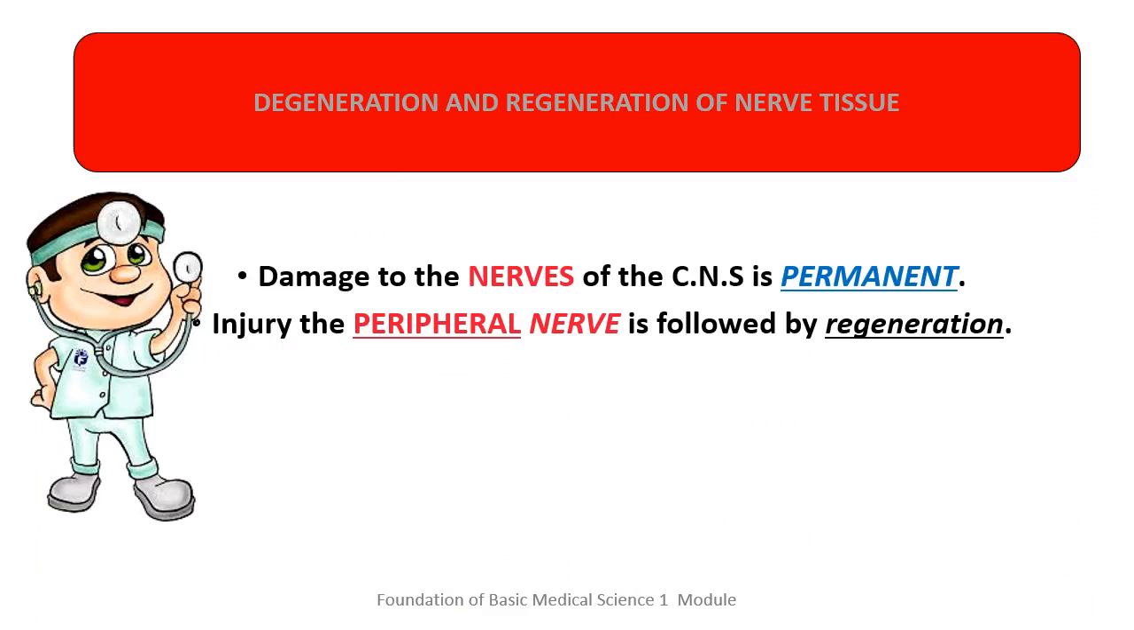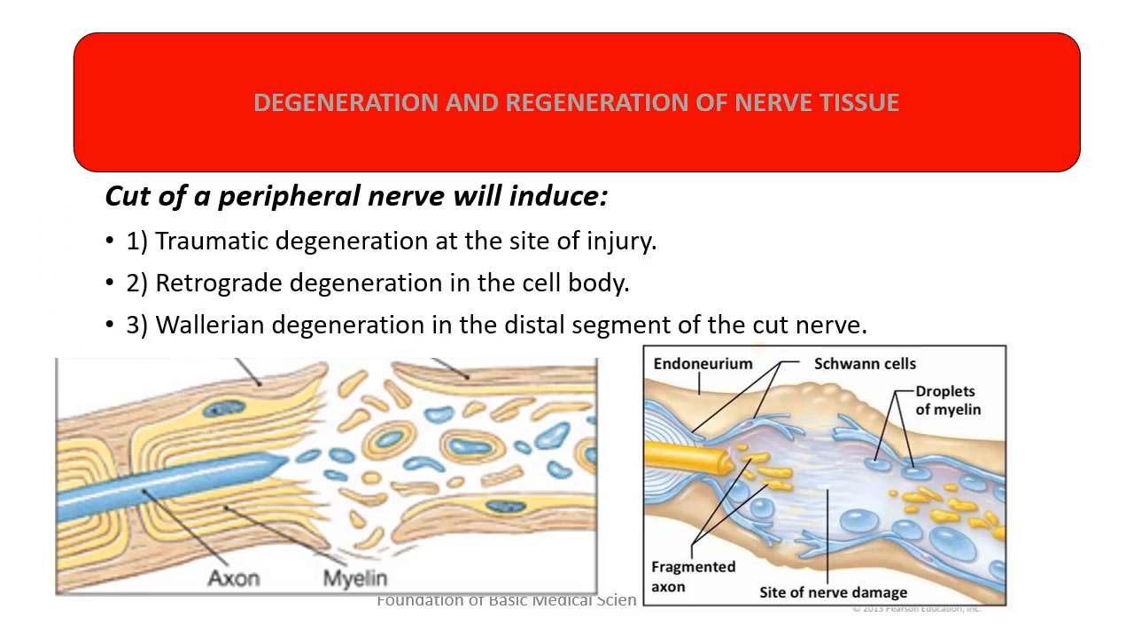Degeneration and regeneration of the nerve fibers. Damage to the nerves of the central nervous system is permanent, while in the peripheral nervous system there is regeneration. A cut of the peripheral nerve includes three sites. Traumatic degeneration occurs at the site of the injury. Retrograde degeneration occurs at the level of the cell body. Wallerian degeneration occurs at the distal segment of the cut nerve.